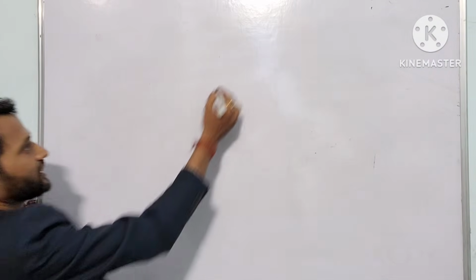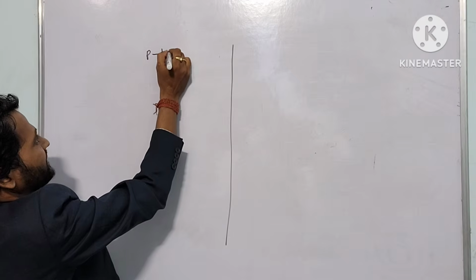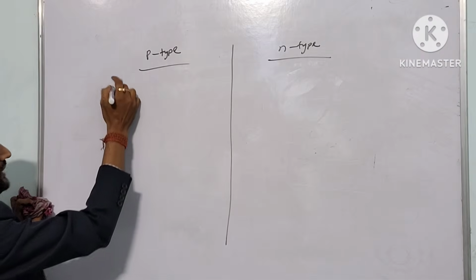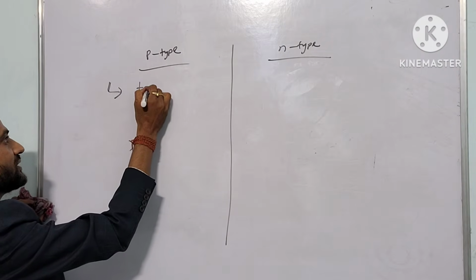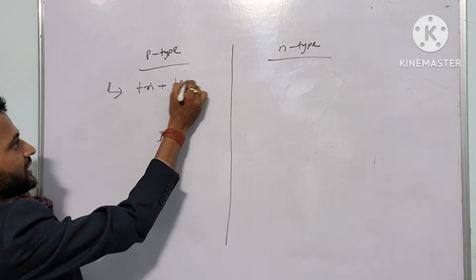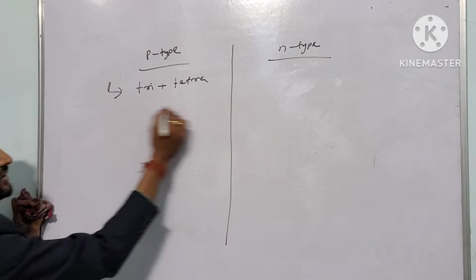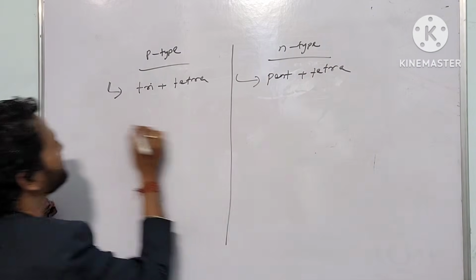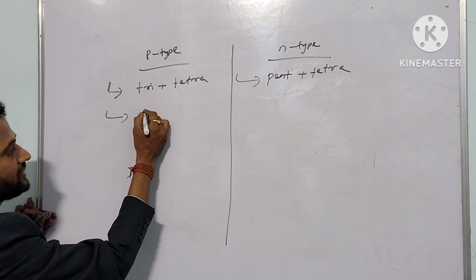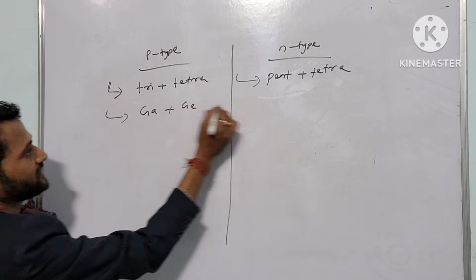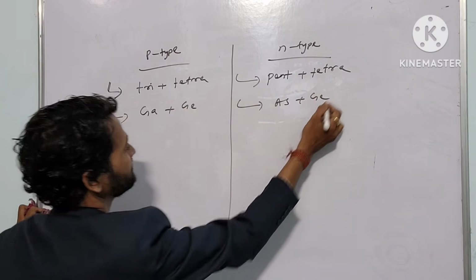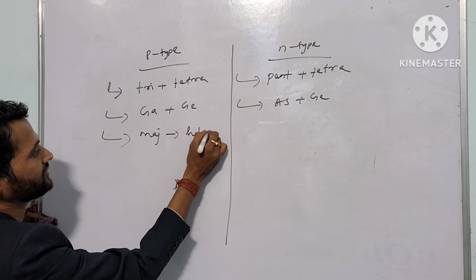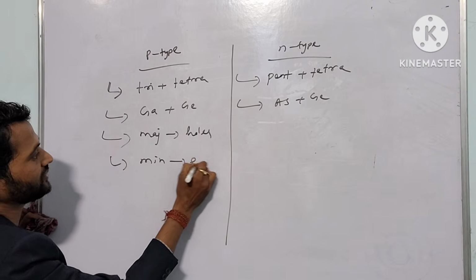So overall I'll write some points, you can note down. अगर p type n type का classification करना है, p type में first you can write down the trivalent atom is doped with tetravalent atom. Your impurities is trivalent. Here pentavalent atom is doped with tetravalent atom. And second point you can write down the example like gallium plus germanium. Here arsenic plus germanium. Now next point is majority charge carrier is here holes. Minority charge carrier is electrons.